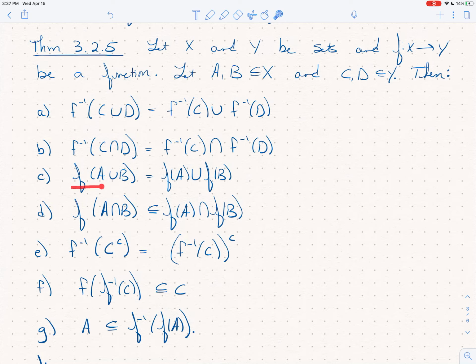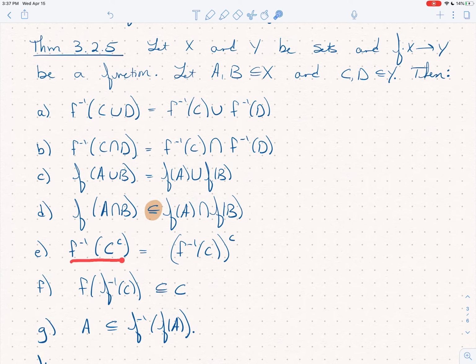And you might be thinking, oh, look, the image behaves nicely too. And it does for unions. The image of the union of two sets is the same as the image of the first union the image of the second, but not so with intersections. The image does not behave as nicely as the preimage when it comes to intersections. F of A intersect B is always contained in F of A intersect F of B, but the other containment may not hold. So let's highlight that this one is not necessarily equals. It really is just contained in general.